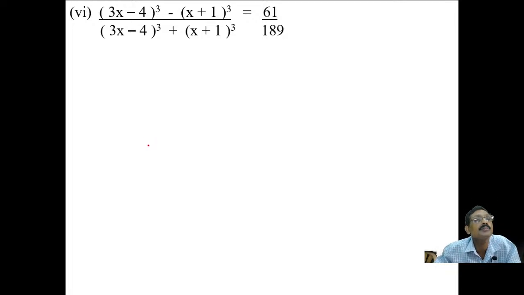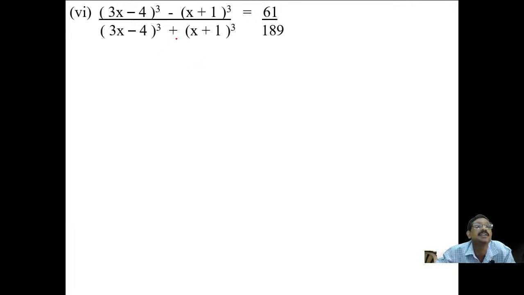We will be doing the sixth sum: (3x minus 4) cube minus (x plus 1) the whole cube upon (3x minus 4) cube plus (x plus 1) cube, which is equal to 61 upon 189. If you look at this sum, you see here componendo and dividendo is already done over here. If further we want to use componendo and dividendo, what can be done in this sum?